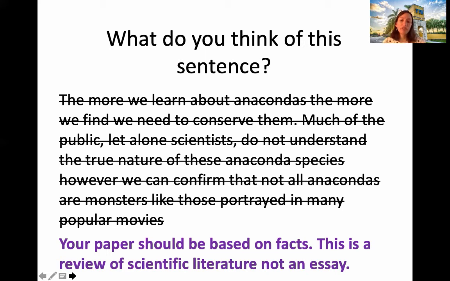And we can confirm that not all anacondas are monsters like those portrayed in the movies. Well, that's not really something that you write for a biology paper, right? Biologists know this. We know that biological organisms are not quite as they're portrayed in the movies, and the information we have about them is direct from scientific studies. We're not getting the information from the movies.